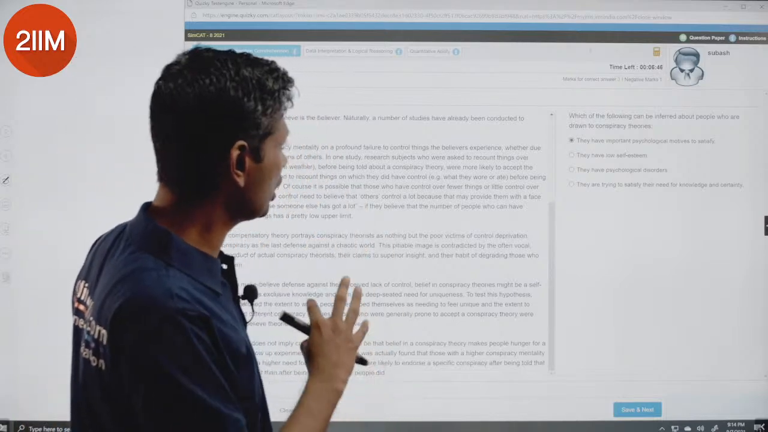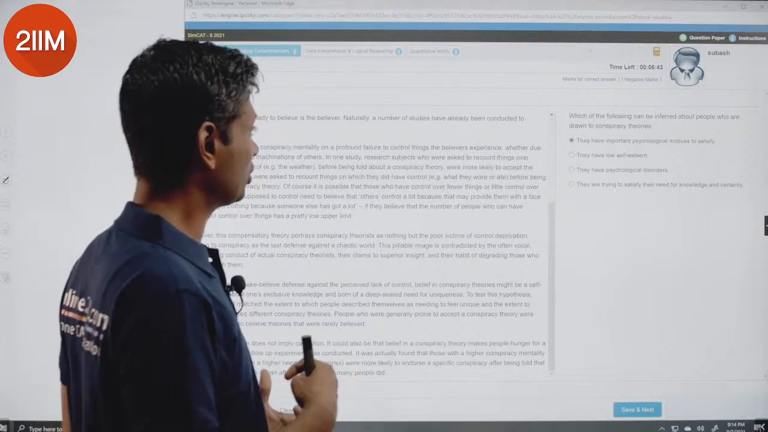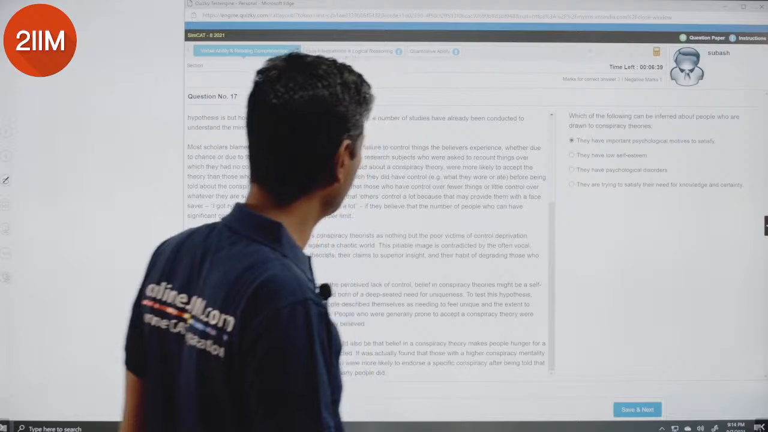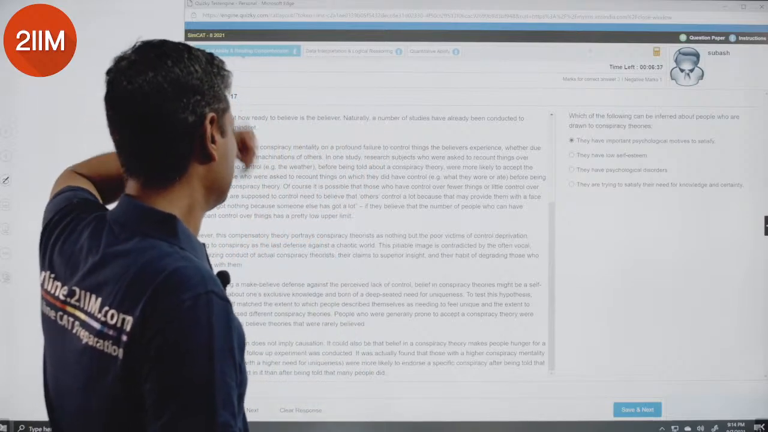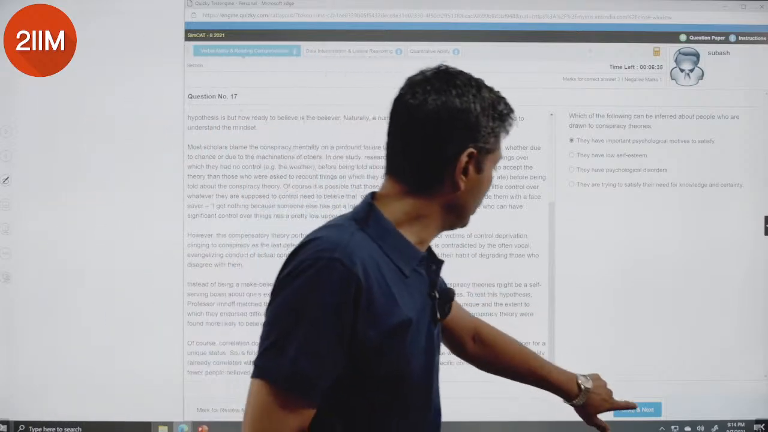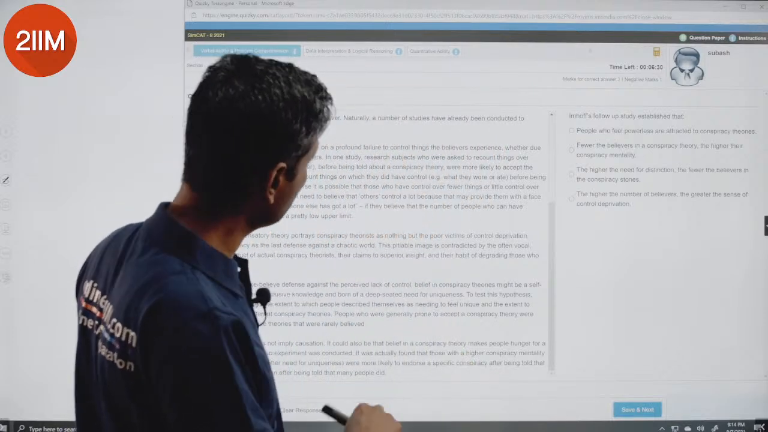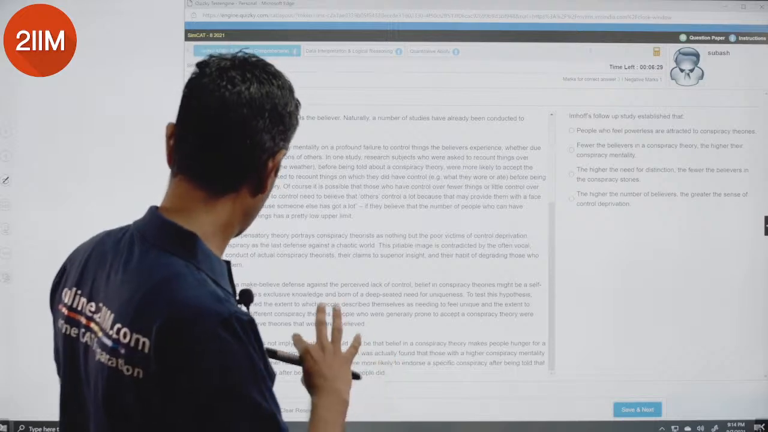They have important psychological motives to satisfy. They want to be unique, so they're drawn to this. They have no control, so they're drawn to this. They have low self-esteem. Probably true, but not wholly true. Imhoff's follow-up study established that people who feel powerless are attracted to conspiracy theories. No.